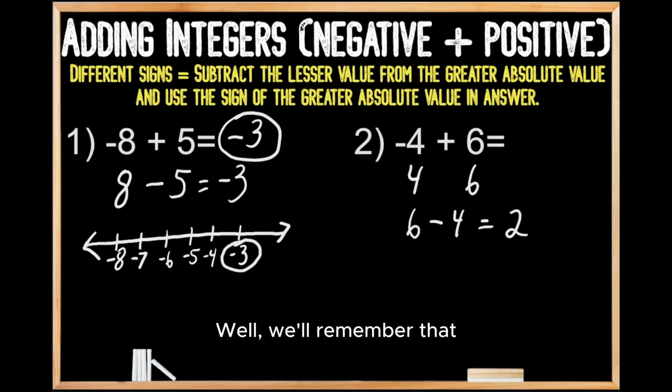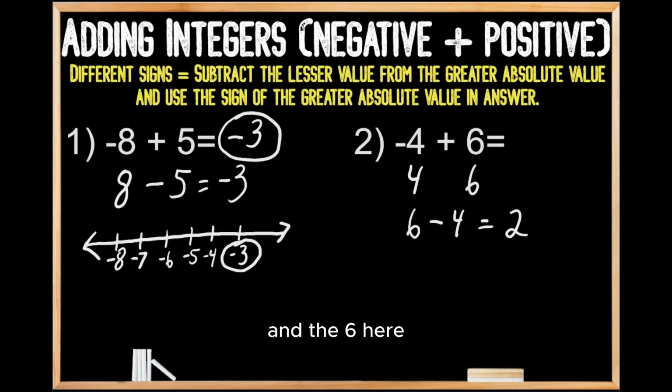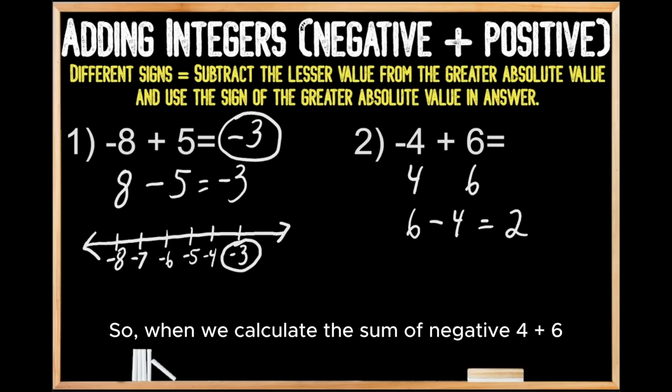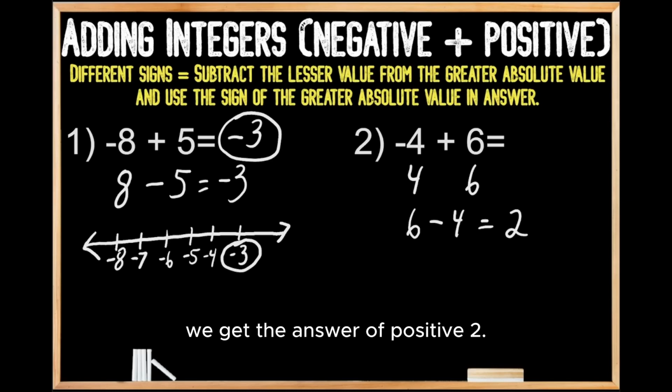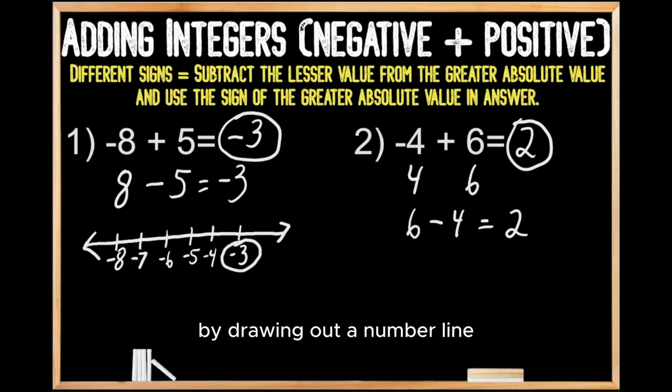We'll remember that we're going to use the sign of our greater absolute value in our answer, and the 6 here, which was a positive, is our greater absolute value, so our answer of 2 is going to be a positive 2. So when we calculate the sum of negative 4 plus 6, we get the answer of positive 2. Just like we did with the first problem, we're going to show this in a different way by drawing out a number line.